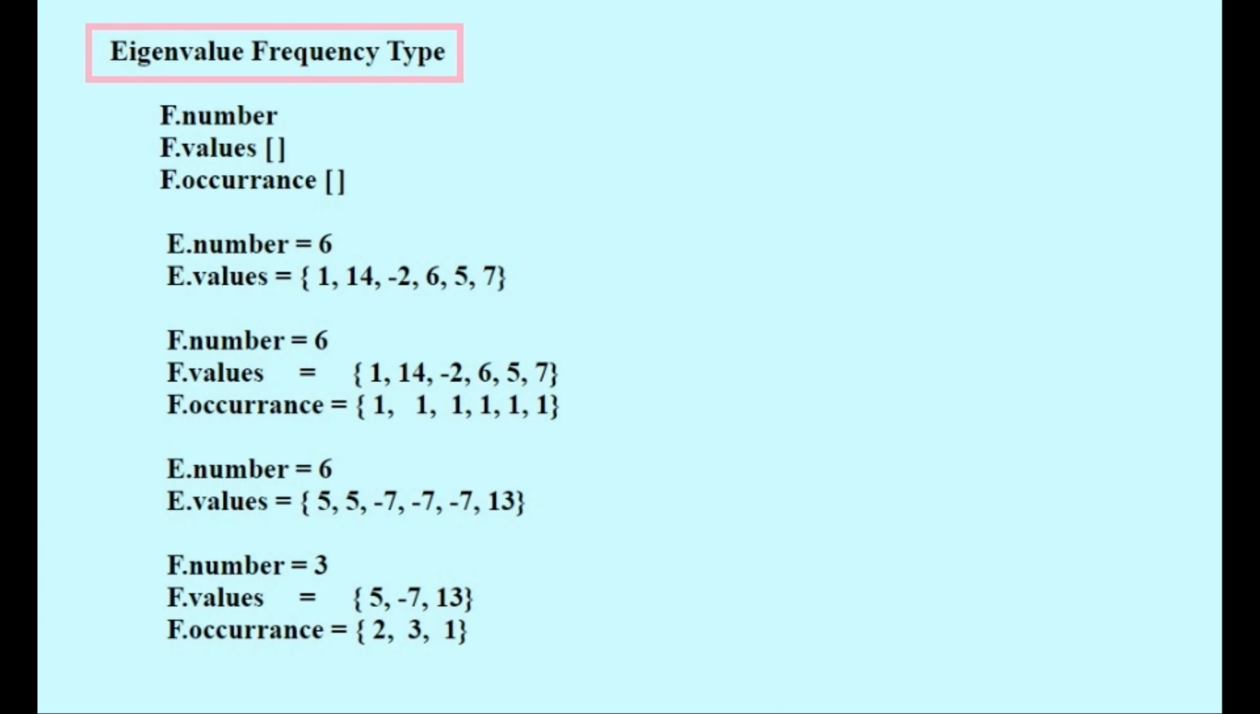The placing in the array is important. Since the 5 is the first value listed, then its occurrence, which is 2, must be the first element of the occurrence list. So we say that the ordering is important. But it doesn't have to be sorted by size, though you can order it this way if you want to.